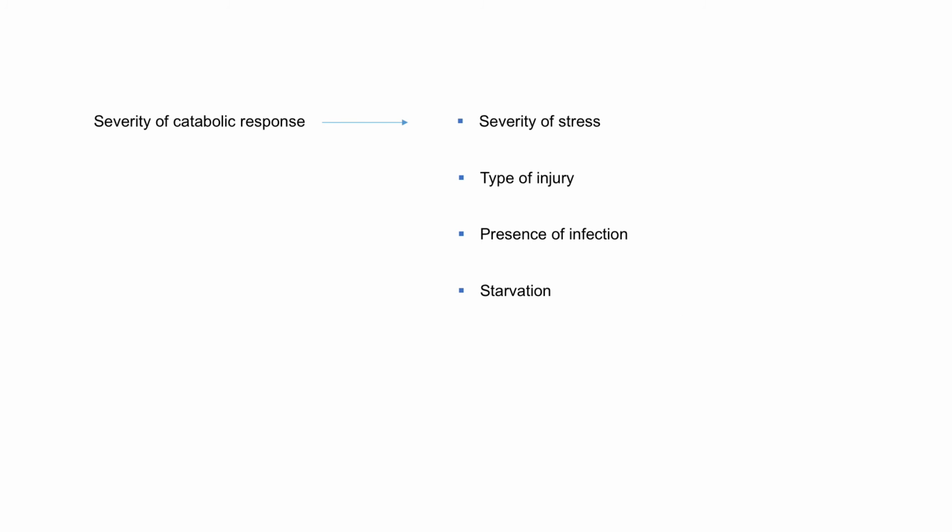Severity of metabolic response is associated with severity of injury and type of injury. Burns are associated with high degree of catabolic response. However, major trauma and sepsis can also result in significant catabolic response that can result in different complications. Presence of infection and starvation also increase severity of metabolic response.